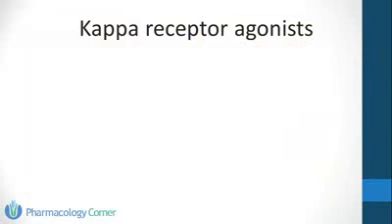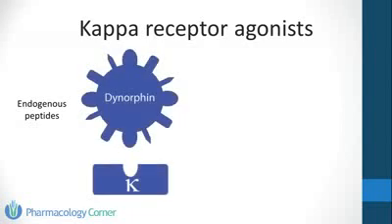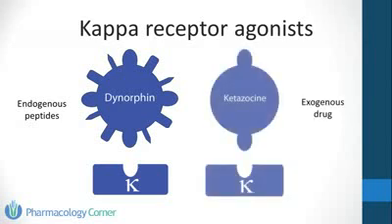The last classic receptor we are going to discuss now is the kappa receptor. As with mu and delta, we will study its main agonists. The endogenous opioid peptide with the highest affinity for kappa receptors is dynorphin. Dynorphin also has some affinity for mu and delta receptors. Ketocyclazocine is the name of the exogenous drug with the highest affinity for kappa receptors. It is a drug used experimentally for research purposes.